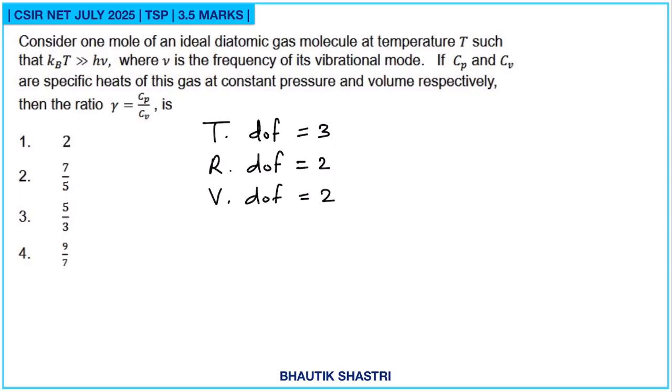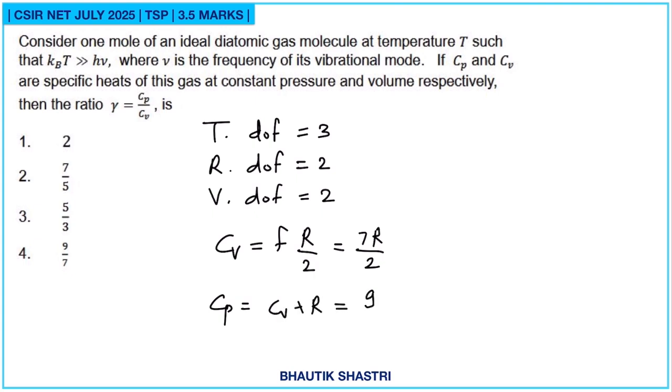So the total number of degrees of freedom is 7, and Cv is equal to F into R by 2 for 1 mole of gas. So this will be 7R by 2, and Cp is Cv plus R by Mayer's relation, so this will be 9R by 2, and gamma is Cp by Cv, which is 9 by 7. So option 4 is correct.